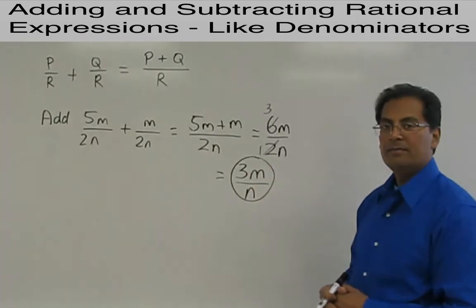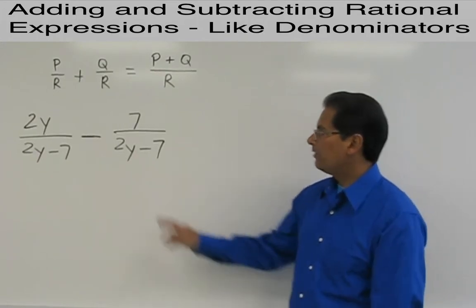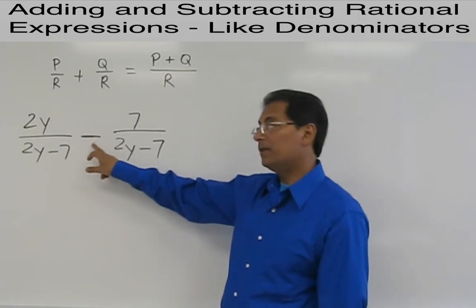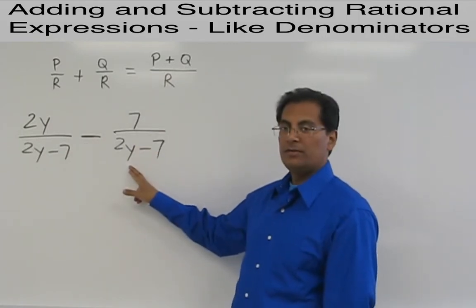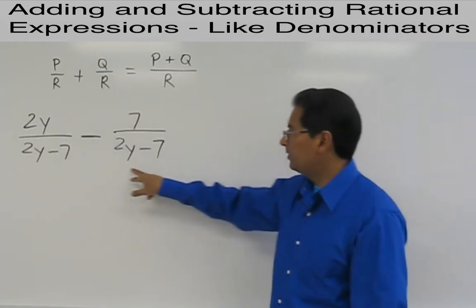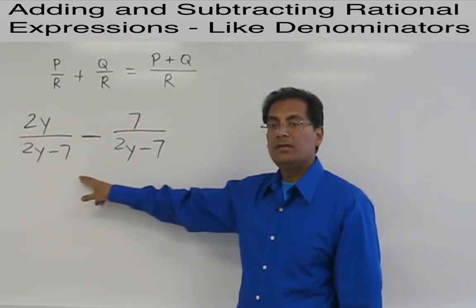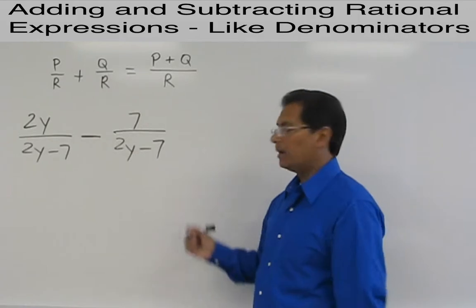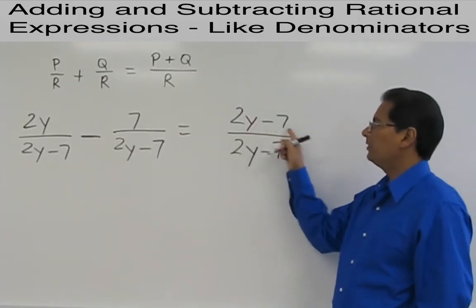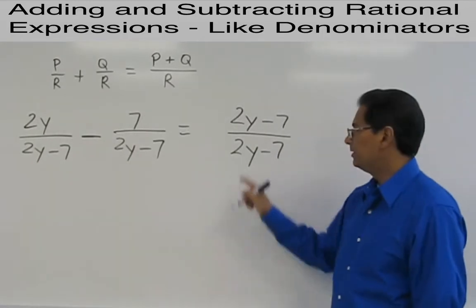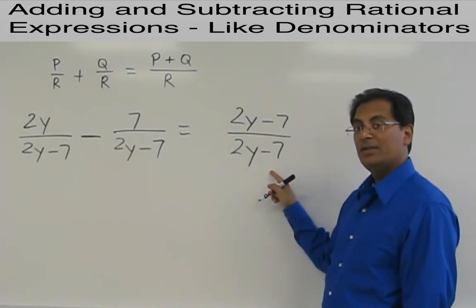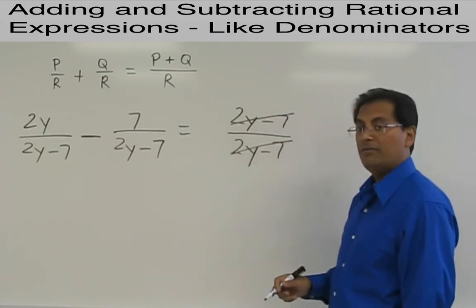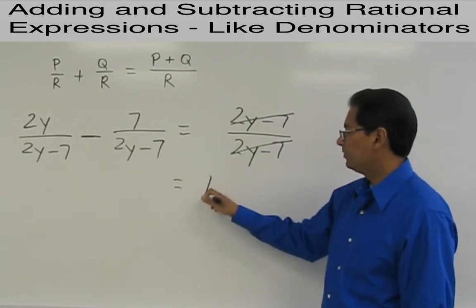And here's our answer. In this problem, we have to subtract. We have 2y divided by 2y minus 7, minus 7 divided by 2y minus 7. And we notice that, again, the denominators are the same. So this is a simple problem. Since the denominators are the same, we need only subtract the tops. So this becomes 2y minus 7 divided by 2y minus 7. Now notice here, these actually are the same terms, so this can cancel. So 2y minus 7 divided by 2y minus 7 gives you just 1.